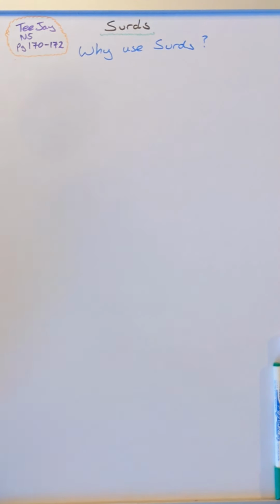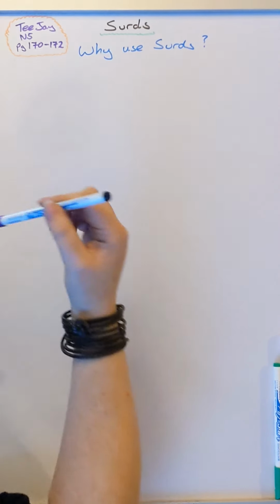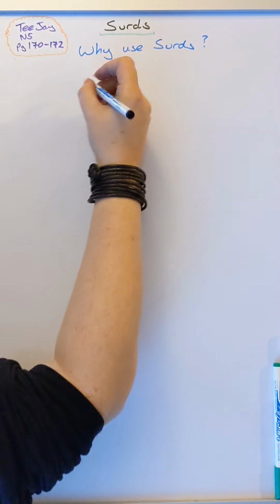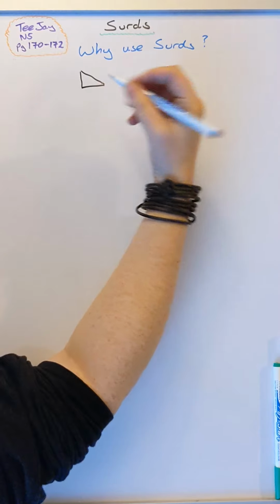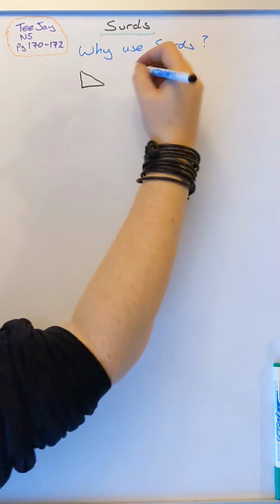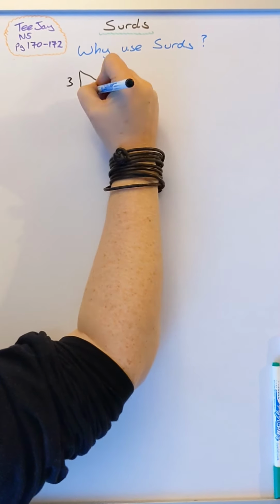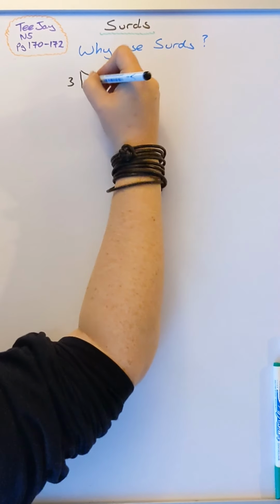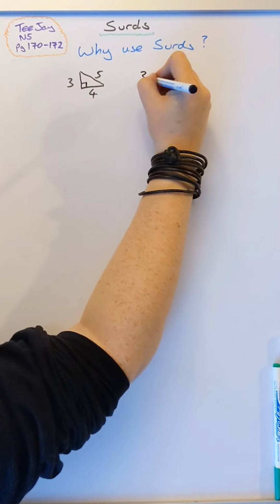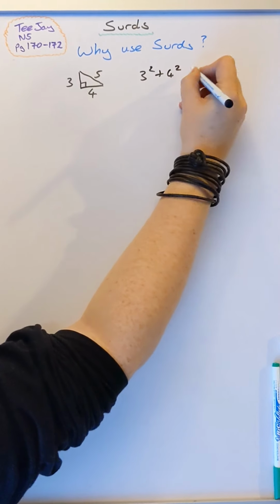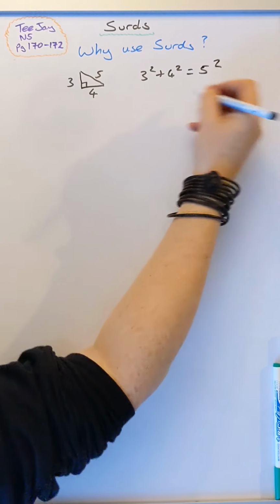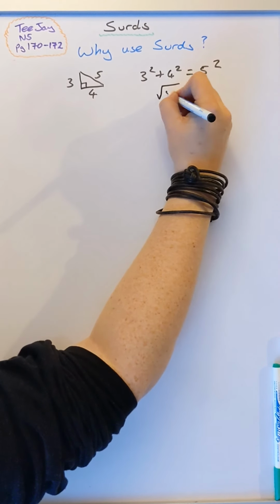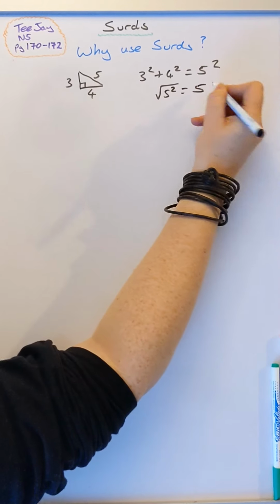Today we're carrying on with our surd theme. Why use surds? Well, if you remember back to when we were doing Pythagoras, we were getting our answers in square root form. So if we had a 3, 4, 5 triangle, we knew that 3 squared plus 4 squared was equal to 5 squared, and we needed to find the square root to find our side. So the square root of 5 squared is 5.